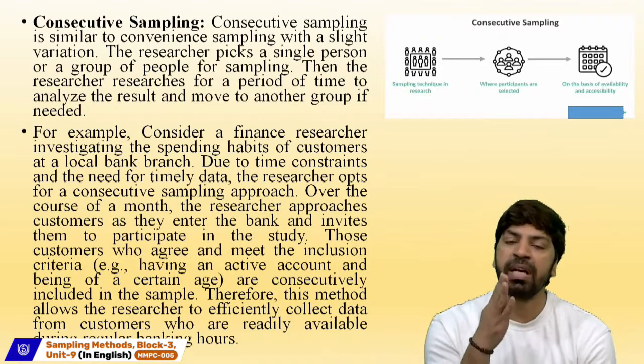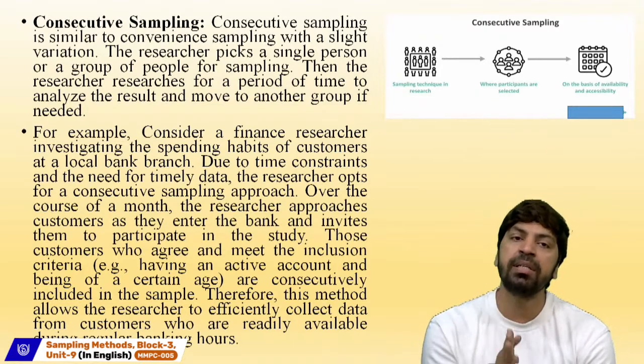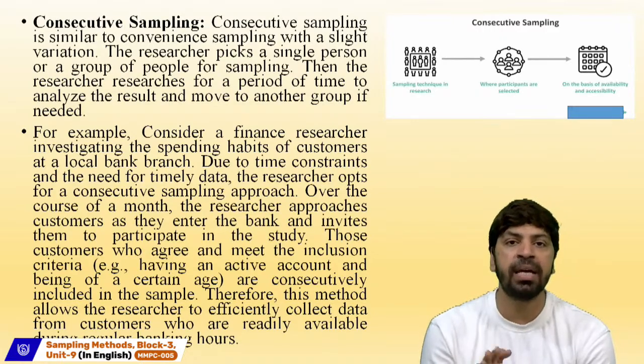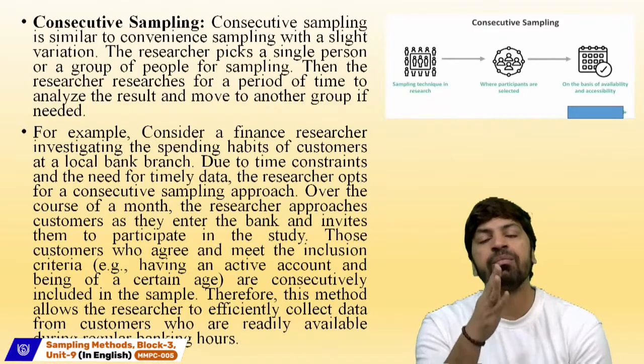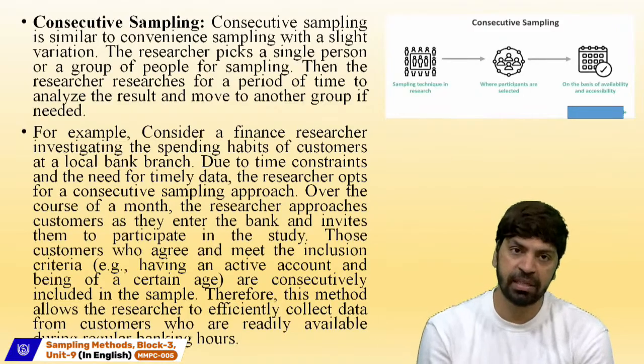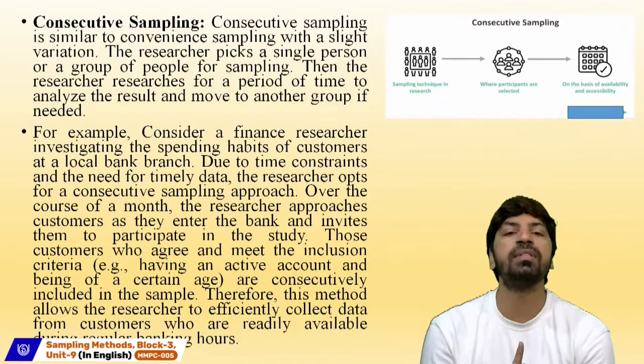When in a month the researcher has analyzed the result, if it is not appropriate, then after that month they move to another group if needed. That is called consecutive sampling.